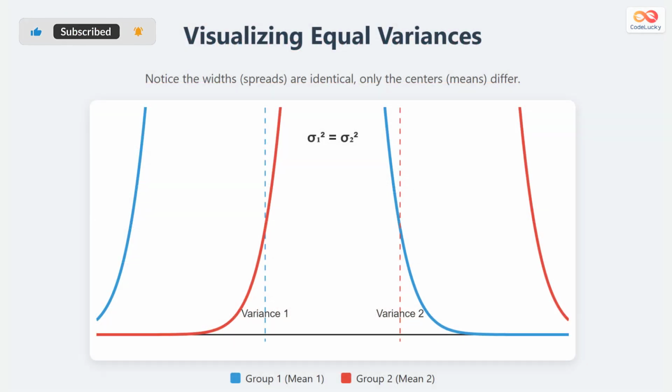Let's visualize this. Here we have two normal distribution curves representing our two groups. Notice that the blue and red curves have the exact same shape and width. This indicates equal variance. The only difference is their position on the horizontal axis, which represents their means. This is the ideal scenario for a pooled t-test.